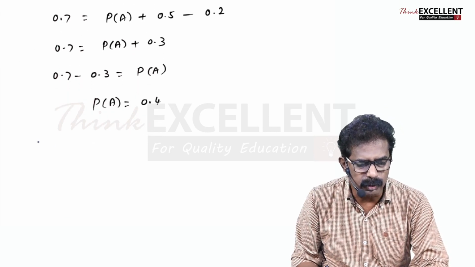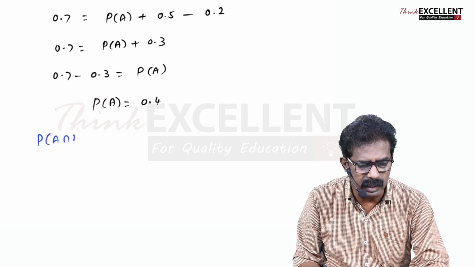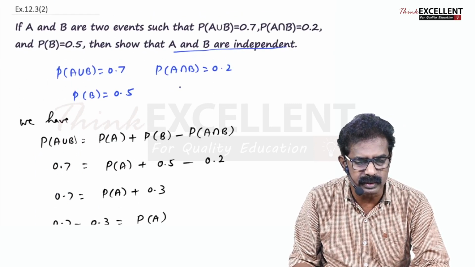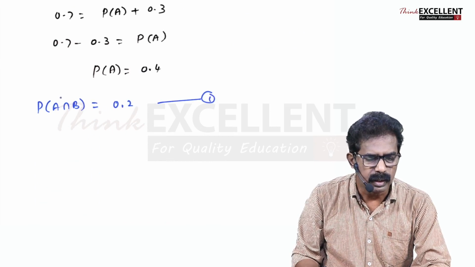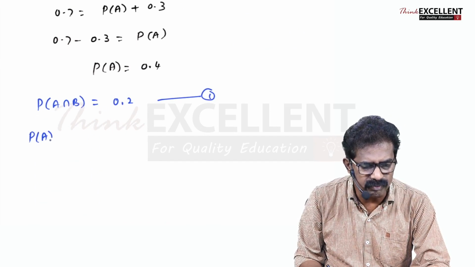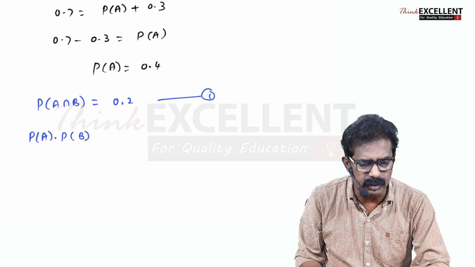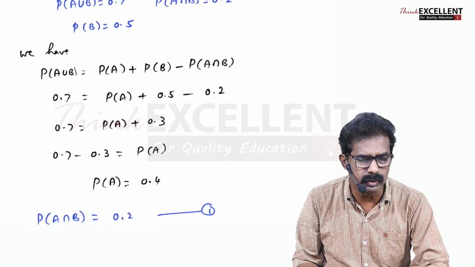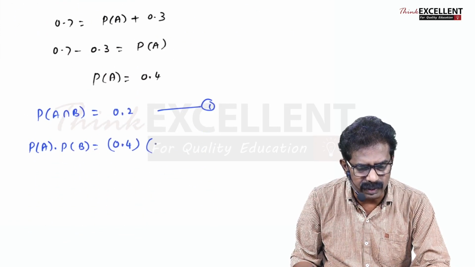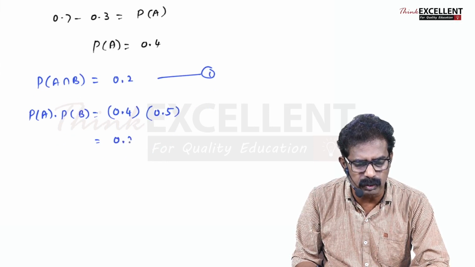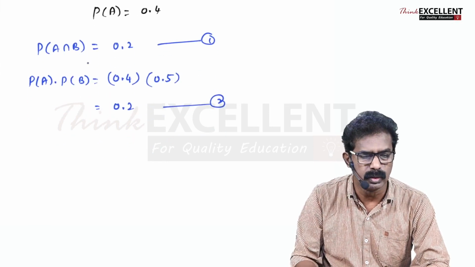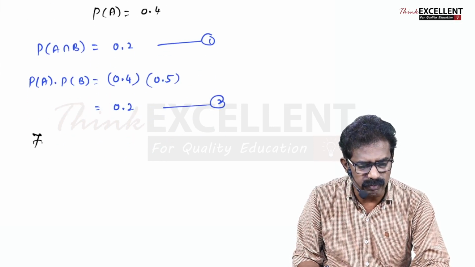Now you find both P of A intersection B. Already you know P of A intersection B is 0.2. Take it as 1. Also you find P of A into P of B. P of A is 0.4 and P of B, given in the question, is 0.5. So 5 fours are 20, shift 2 digits, you are getting 0.2. Take it as 2.